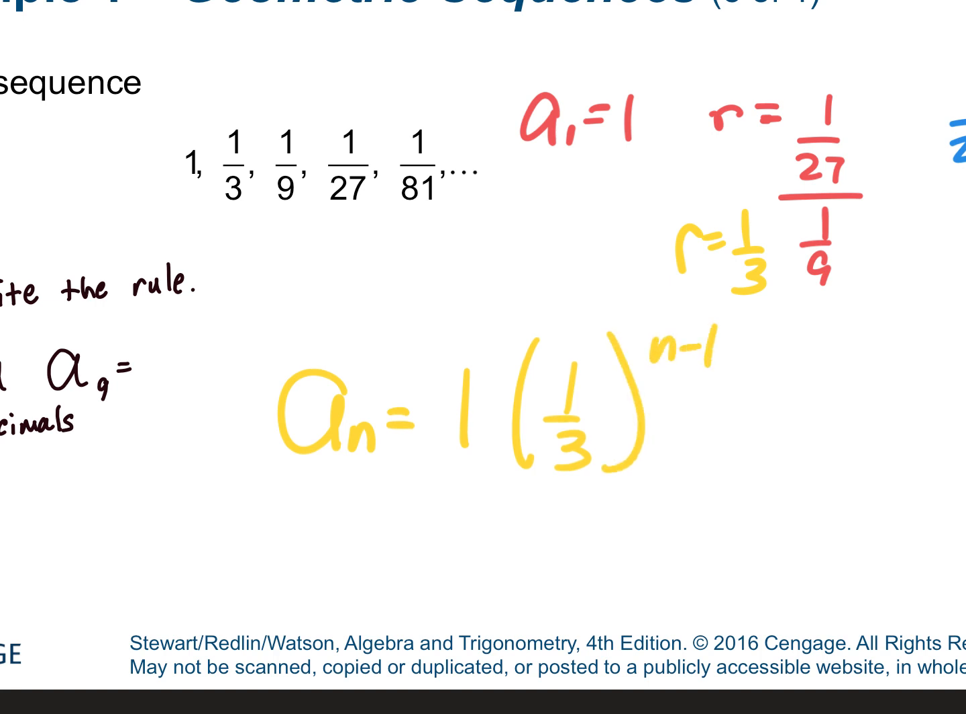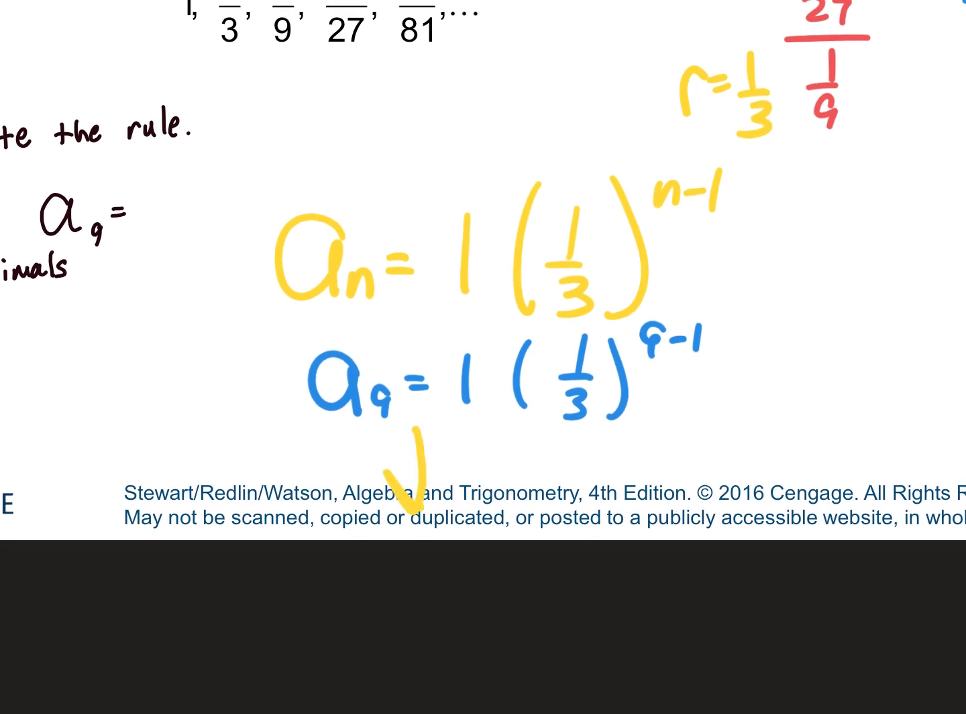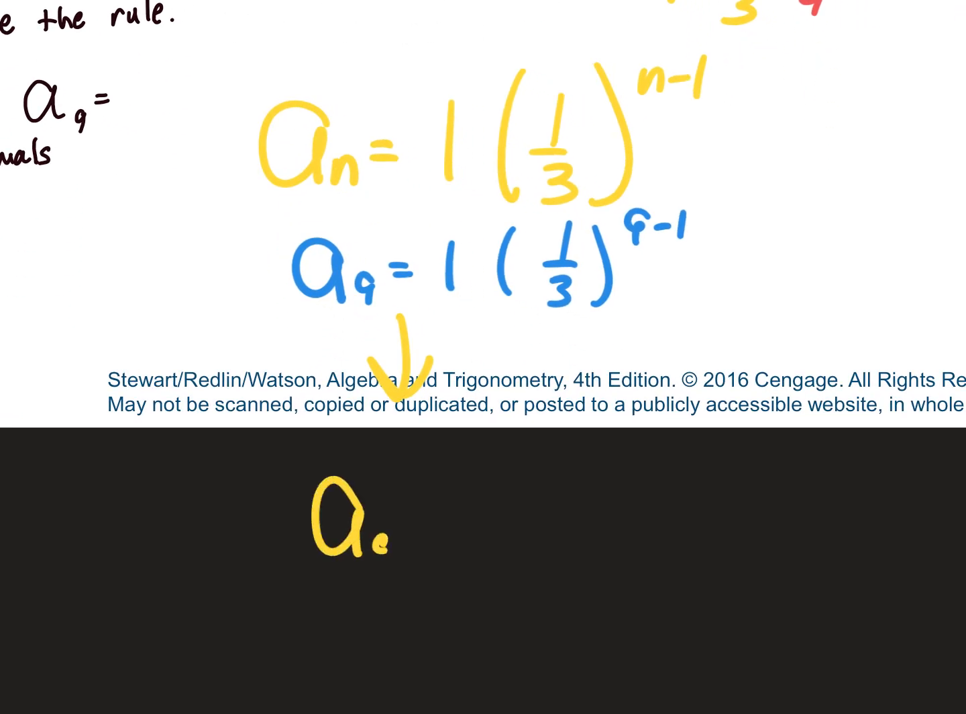Do you have to have that 1 out in front? No. Do you have to have the 1 in the exponent? Yes. Now look, guys, we're going to find the 9th term. So I'm going to say a sub 9. So I have 1 times 1/3 to the 9 minus 1 power. When I simplify this, the 9th term is 1/3 to the 8th power, correct?